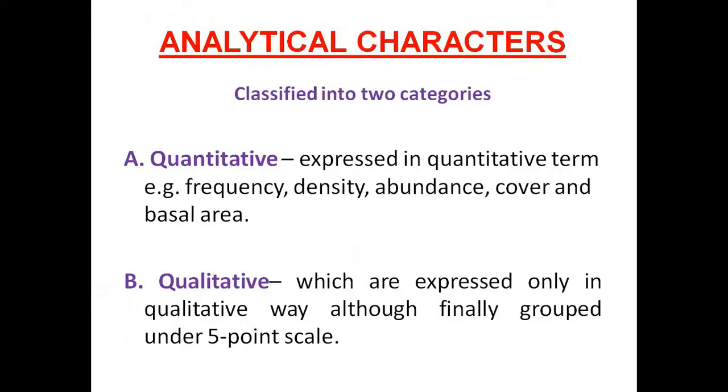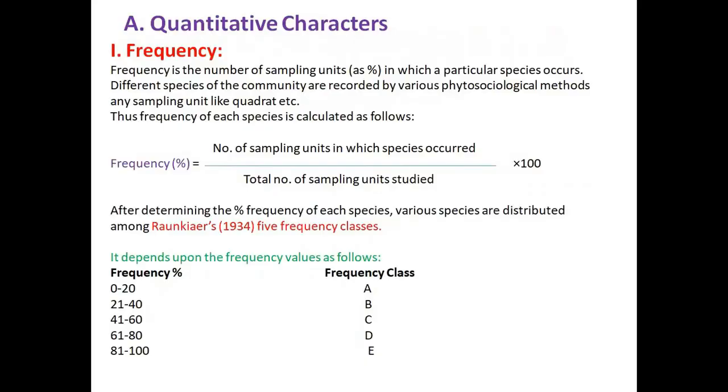So we will deal with analytical characters, and these are further classified into two categories. First is quantitative, which I told you, expressed in quantitative terms: frequency, density, abundance, cover and basal area. And second is qualitative, which is expressed only in a qualitative way, although finally again grouped in a 5-point scale.